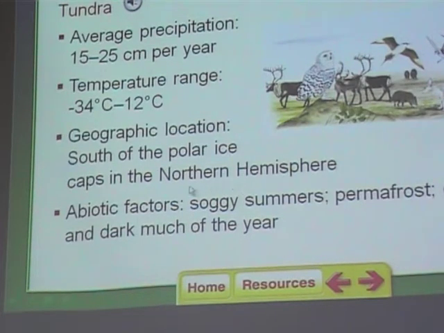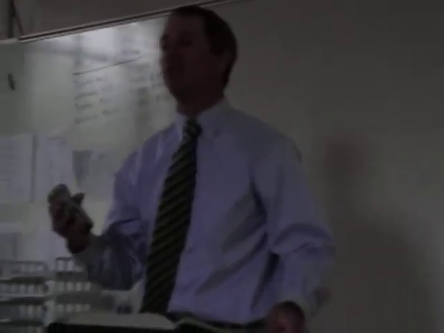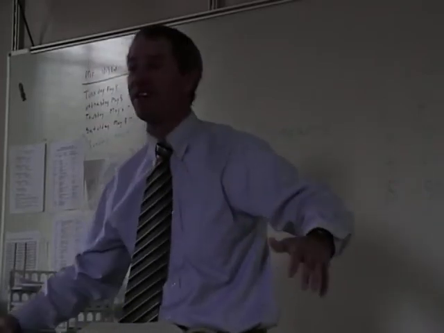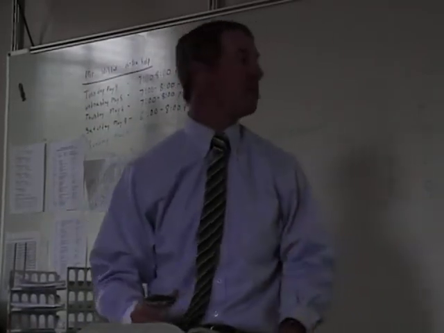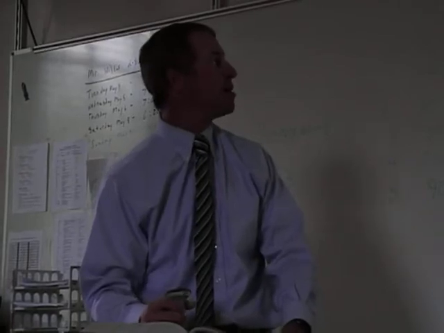South of the polar ice caps in the northern hemisphere, soggy summers, permafrost. Permafrost means below the surface, it stays frozen all year round. There's about that much surface soil, sometimes that much, and then below that it's just ice. You can't even stick a shovel through it. It's thick, thick ice that's real hard. Now, you can drill through it, but imagine an ice pick hitting a big block of ice. It's so hard that plant roots have trouble penetrating it, or can't penetrate it. So you never get big trees in the tundra, because trees need roots that go down deep to anchor them. You get bushes and grasses is all that grows there. And during the winter, it's all covered in snow, and you can't see any of it. Here's the location of the tundra.